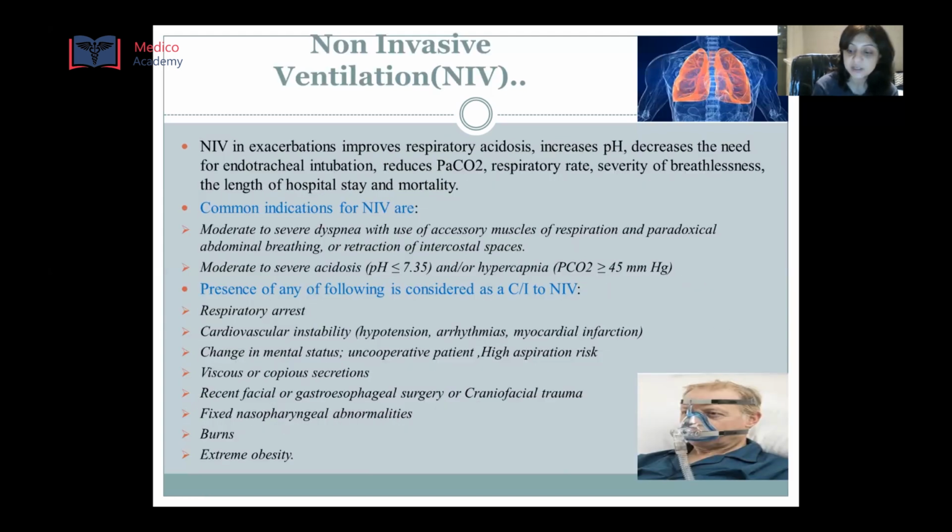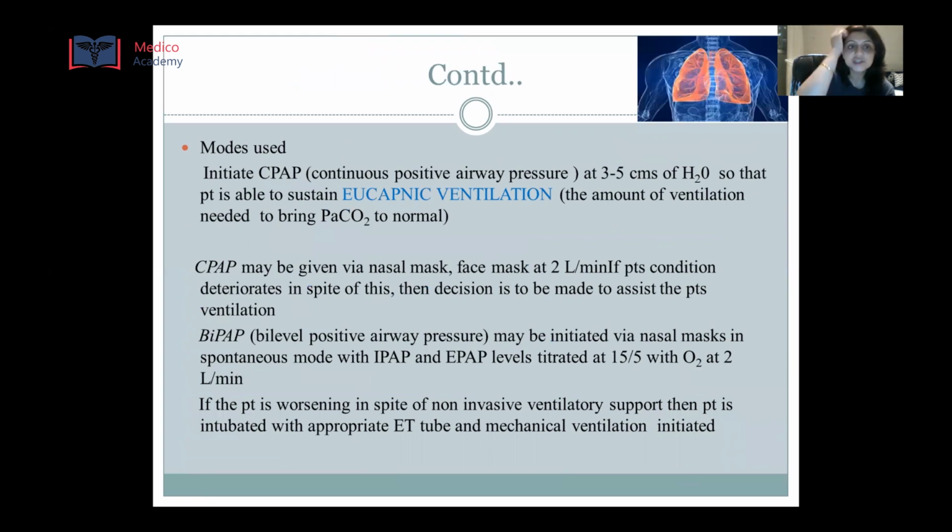The modes that we can use in NIV, we initiate with usually CPAP, which is a continuous positive airway pressure at 3 to 5 centimeters of water, so that the patient is able to sustain a eucapnic ventilation, that is the amount of ventilation needed to bring the PaCO2 to normal. Now the CPAP may be given via a nasal mask or a face mask at 2 liters per minute.